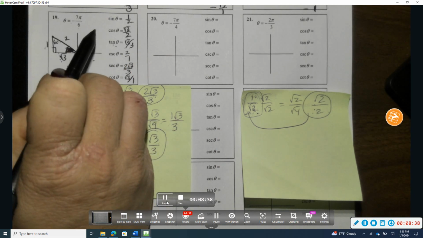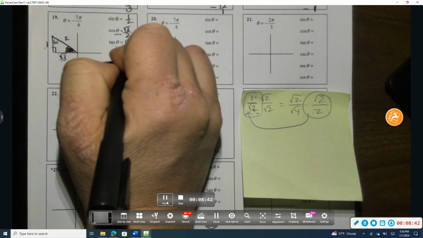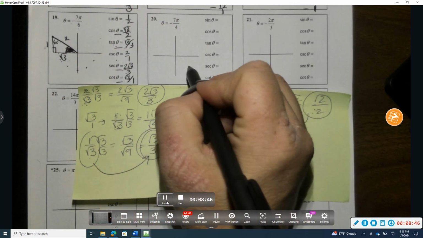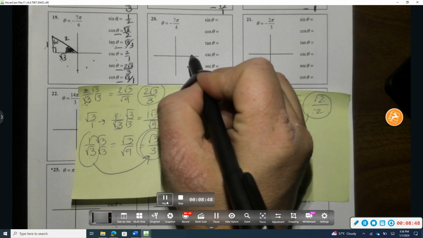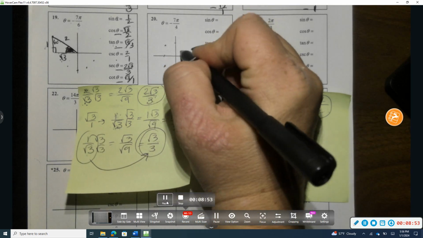This lands in quadrant 2, all star, S, sine, and its reciprocal are positive. Everything else is going to get a negative. Counting by 4s. So we're going to drop it down 1, 2, 3, 4, 5, 6, and 7.